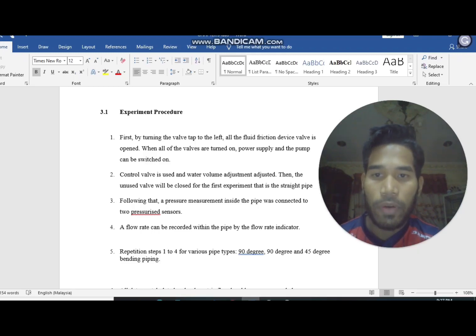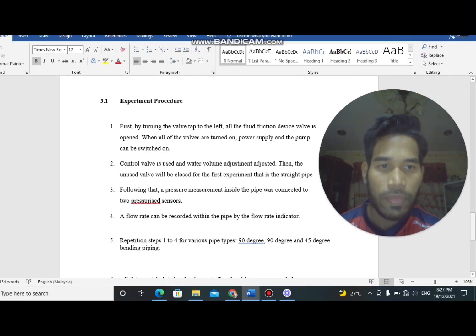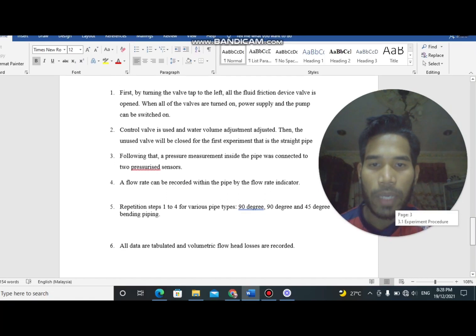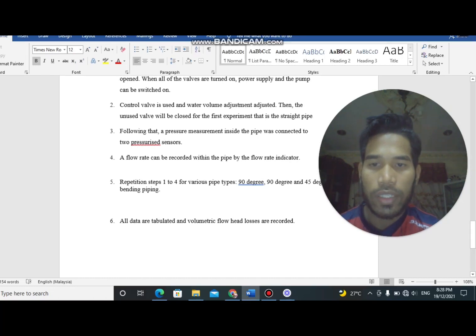Third, following that, the pressure measurement inside the pipe is connected to two pressure sensors. And then the flow rate can be recorded within the pipe by the flow rate indicator. And then repeat step 1 to step 4 for various pipe types, the elbow, 90 degree bend and 45 degree bend piping, and lastly, all the data are tabulated and the volumetric flow and head loss are recorded.